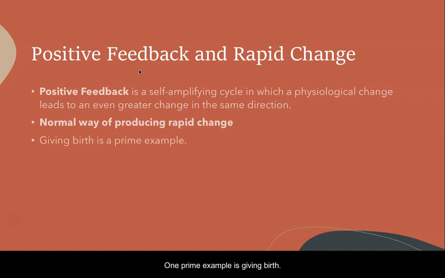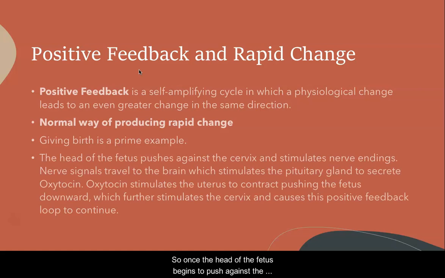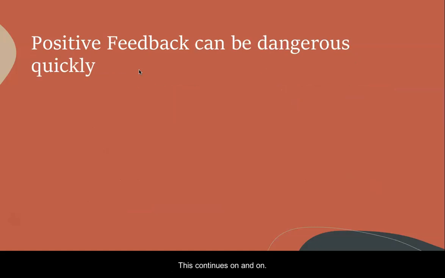One prime example is giving birth. Once the head of the fetus begins to push against the cervix, it stimulates nerve endings in the cervix. That nerve signal travels to the brain, which stimulates the pituitary gland to secrete oxytocin. Oxytocin then stimulates the uterus to contract, which pushes the fetus downward, and that further stimulates the cervix, so we go back to the beginning. It stimulates the nerve endings, which stimulates the brain, which stimulates the pituitary gland. You see how this is a positive feedback loop. This continues on and on.